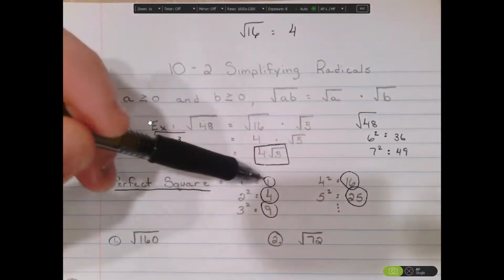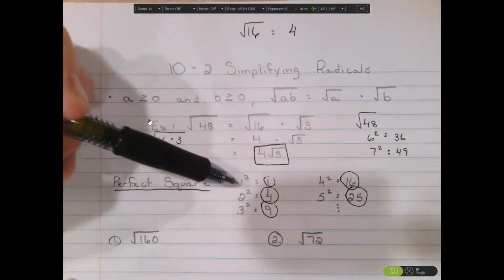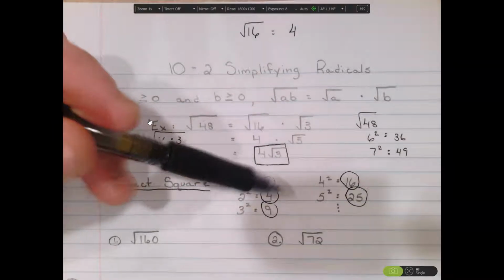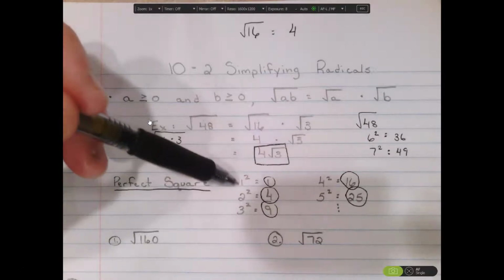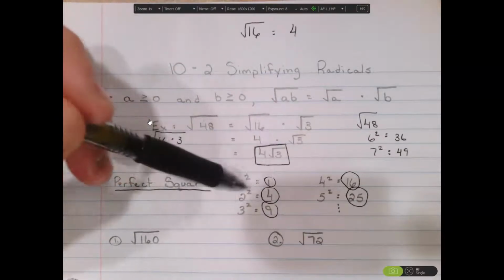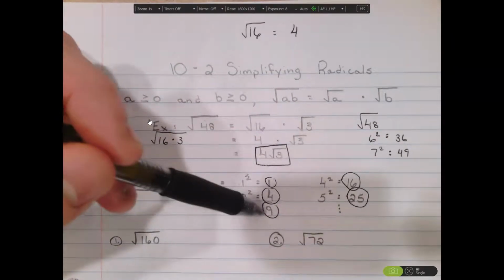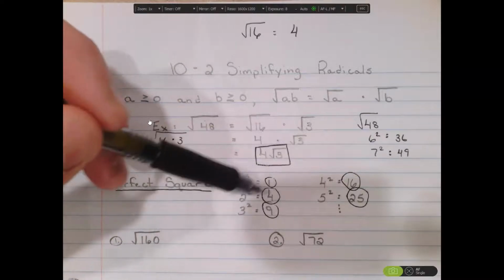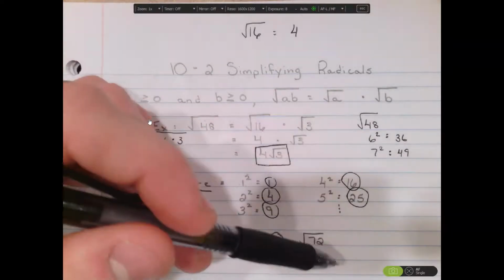The next one would be 36, and then the next one would be 49. Those perfect squares, guys, that is whenever I'm squaring a number, the answer to that is going to be the perfect square. So 1 squared, 1, 2 squared, 4, 3 squared, 9. So these answers, those results, those are the perfect squares.